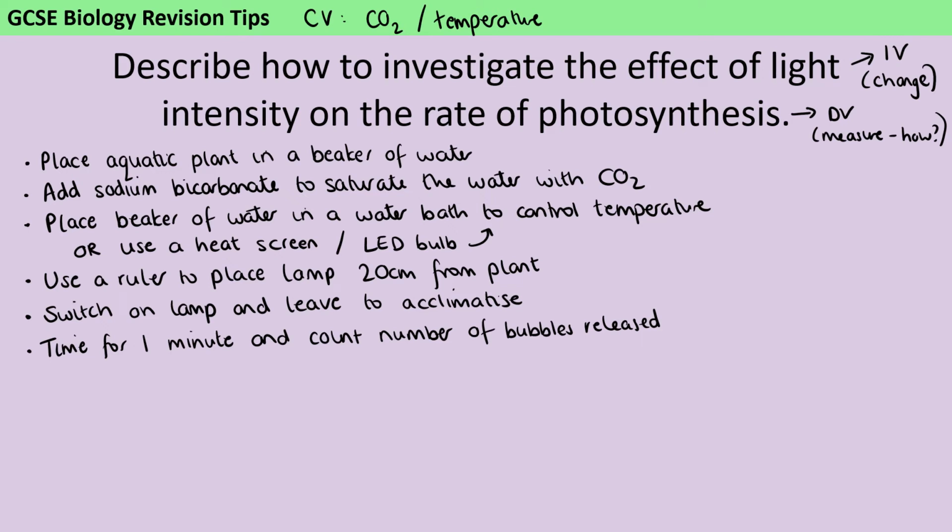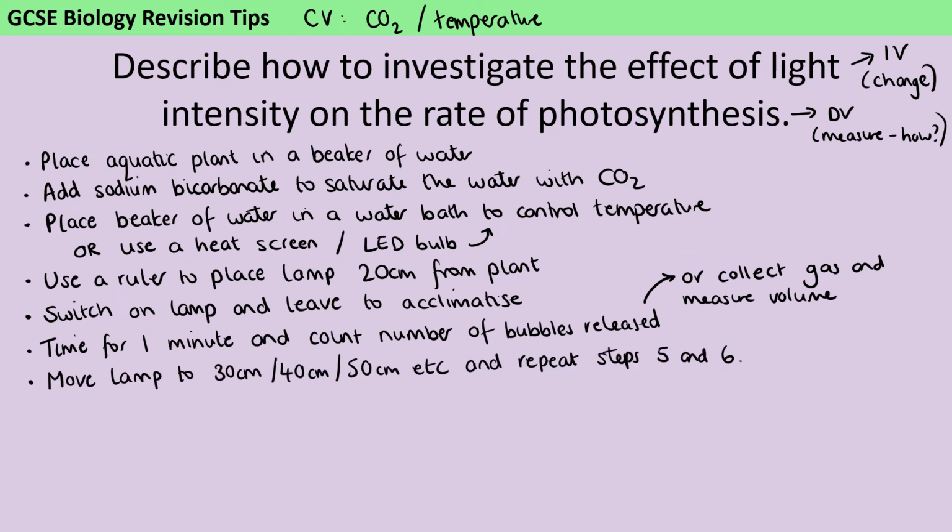And you're either going to count the number of bubbles being released by the plant as it produces oxygen for photosynthesis, or you might collect the gas and measure the total volume that's being produced. Next, you're going to repeat this and move the lamp different distances away from the plant. It's possible that instead of moving the lamp, you might have talked about a lamp where you could adjust the brightness, but using a ruler and moving the lamp is the more normal way of doing things.